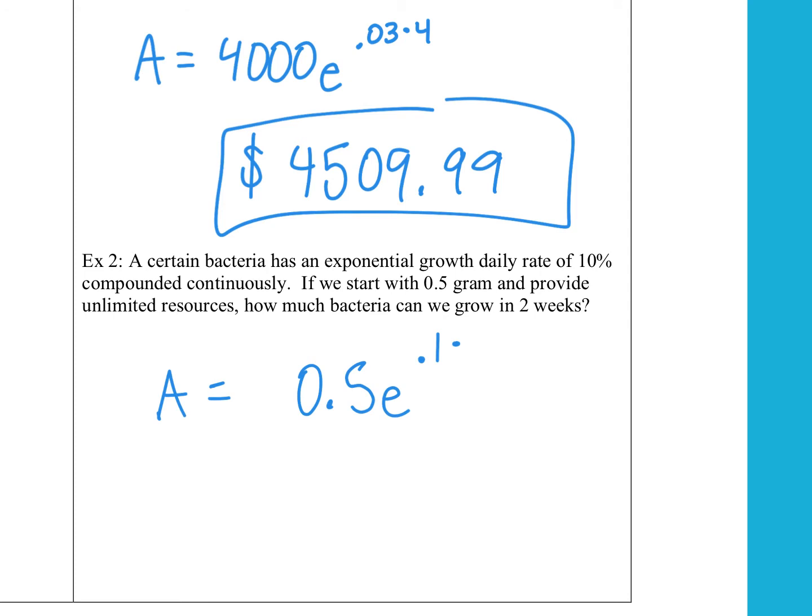So think about 2 weeks out of a year, 2 over 52, which simplifies to 1 over 26. Type that in and see what you get. That is one you have to be careful on. The other ones will work like exponential growth and exponential decay, where t doesn't have to be in years. It could be in anything. But for this, it does.